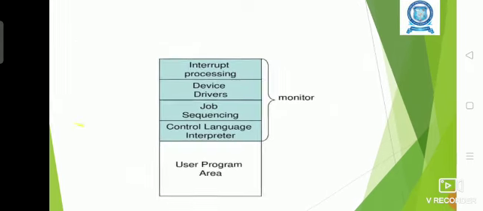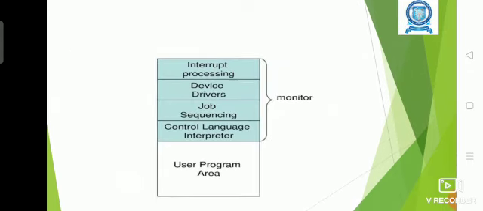Here we are seeing the memory having one portion called the user area. Another portion is the monitor. Monitor means operating system code, which consists of different modules for operations like the interrupt processing module, device drivers code, job sequencing, and control language interpreter. So these are all the different portions of the monitor.